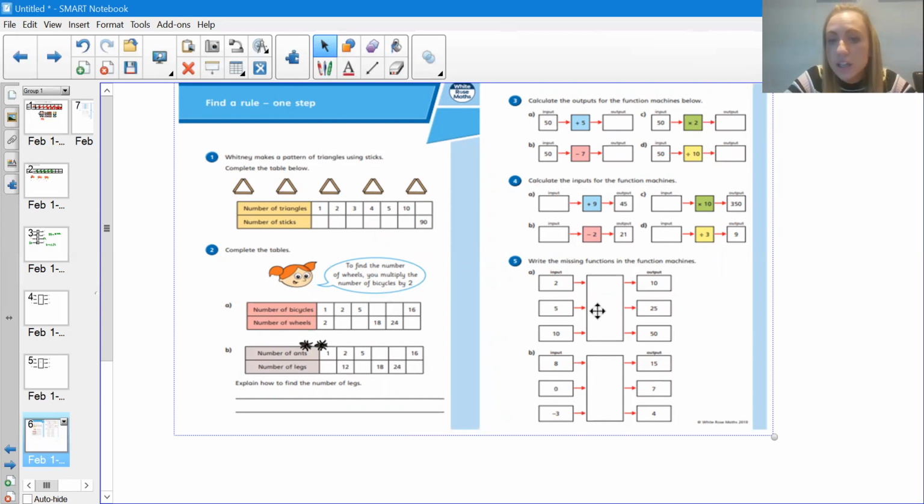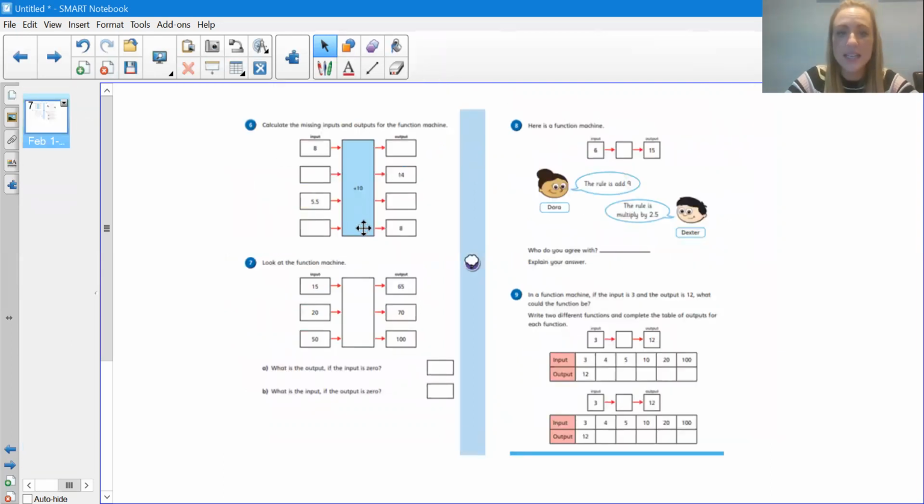Then you need to find the rules, write the missing functions in the function machine. So you need to find the rules there. Once you've done that, you can have a look at this side. And here you've got the rules and you need to fill in the missing bits. So you've put 8 in. Look at what you've done to that number 8, and then you'll get your output. When you've got the output and you're trying to find the input, remember you must find the inverse. On these ones, you've got the input and the output, and you need to find the rule.